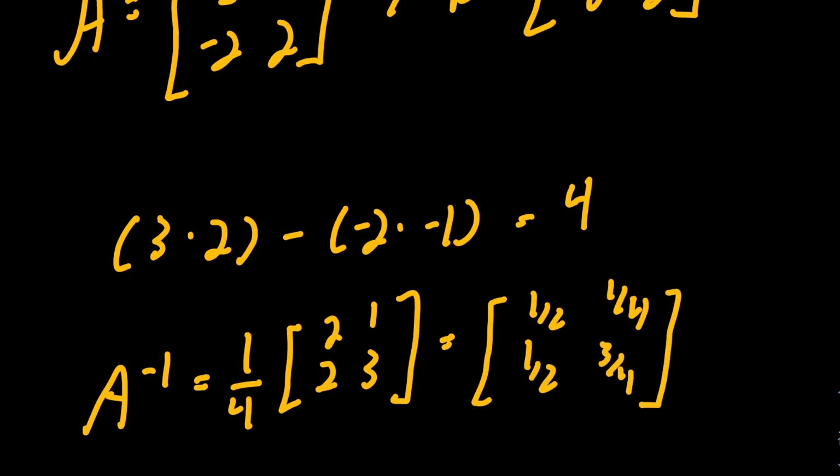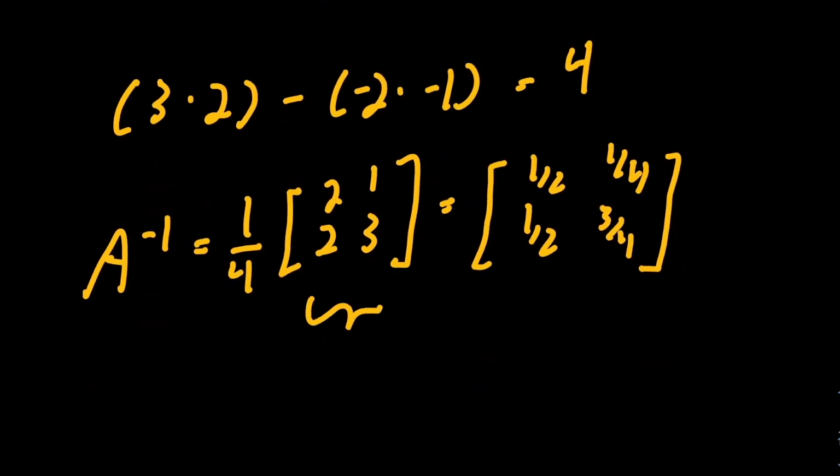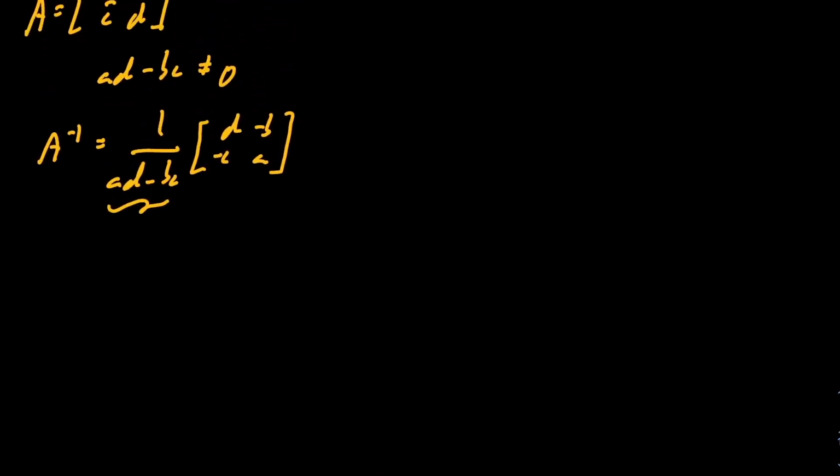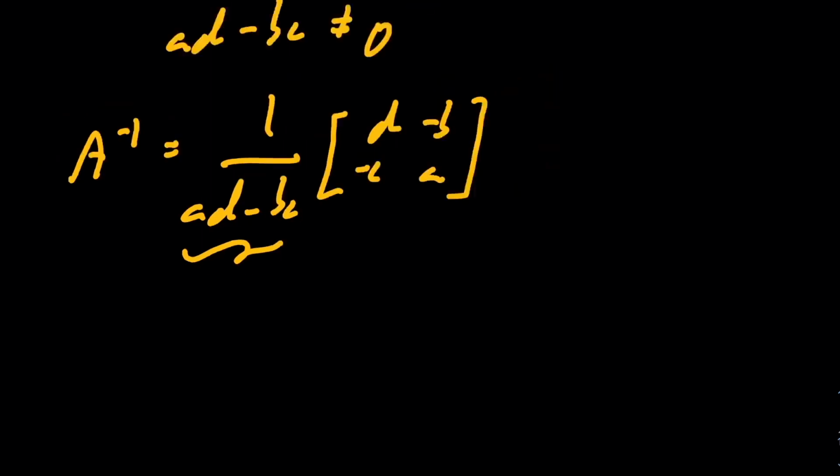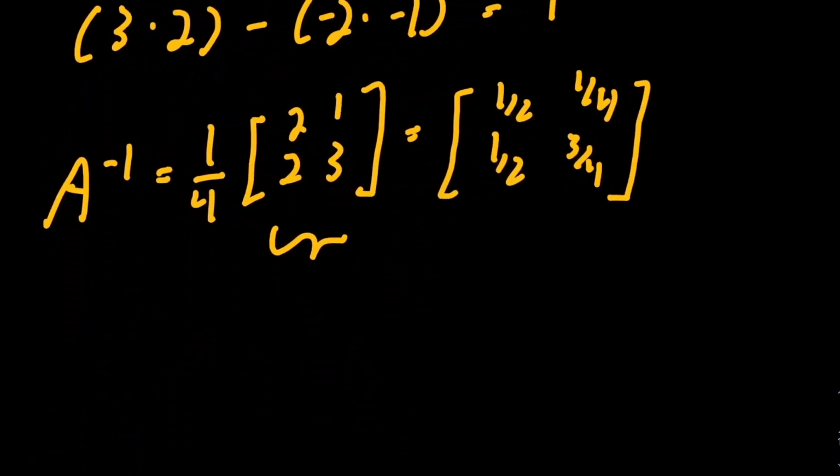Was that too fast for you guys? I don't blame you if that was. So this matrix right here comes from this rule right here, where it is 1 over the determinant times the matrix with the first column being D and negative B, and the second column being negative C and A. And then we applied that to this matrix and multiplied or distributed the scalar accordingly.